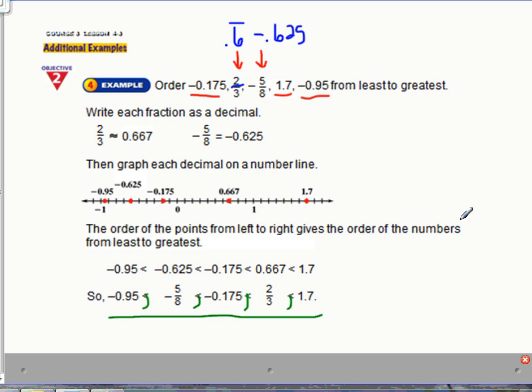All right, so in our next class, what we're going to be doing is working a lot with converting fractions into decimals and decimals into fractions, and also ordering them and comparing them.